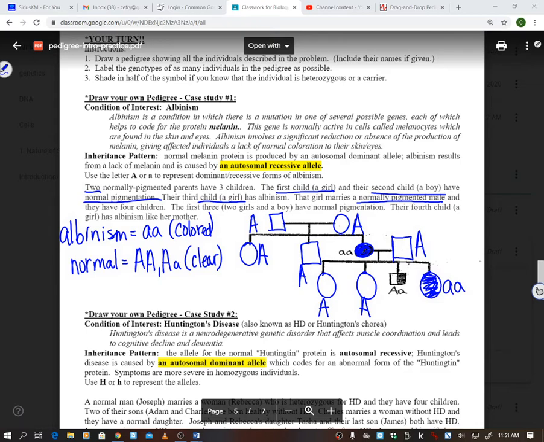So we're going to go back and try to figure out these normal ones. Are they two capitals? Or are they a capital and lowercase? Are they carriers? So I'm going to start down here with the grandkids because sometimes it's easier to use them to figure out parents. So we got a lowercase a from mom. We had to have gotten that other one from dad. So I would shade him in. Now it doesn't matter which side you shade in, just shading in half. So knowing that, the only thing mom can give to each child is a lowercase a.